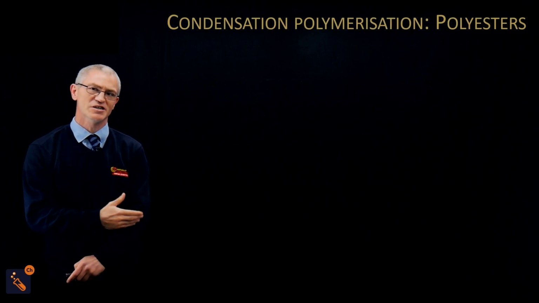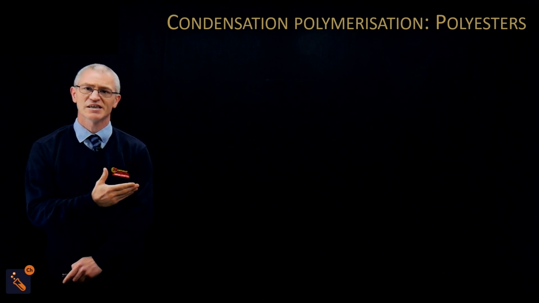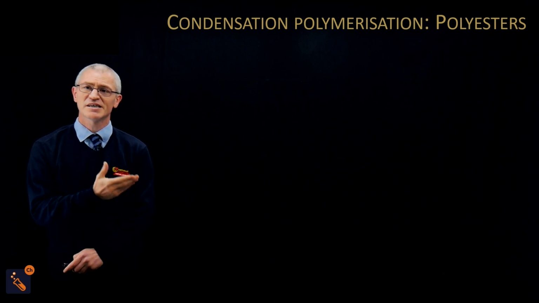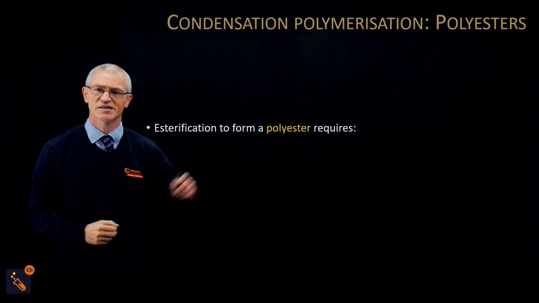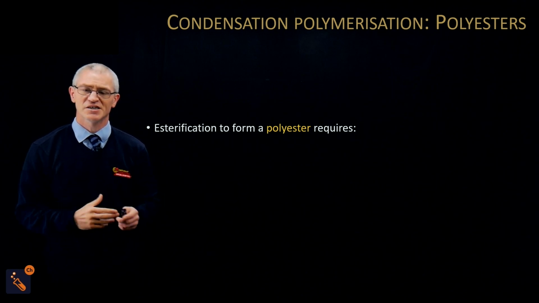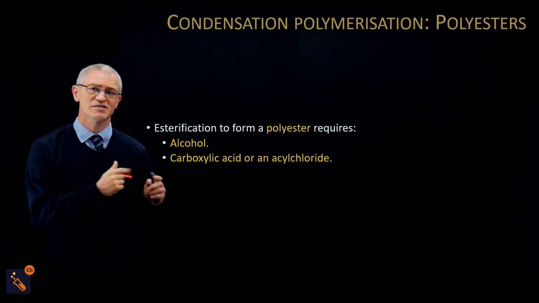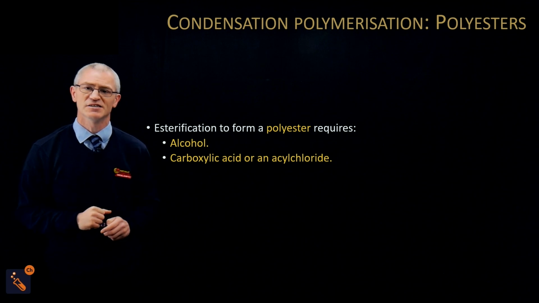So the first one is the most common example, which is just literally taking a diol and a dicarboxylic acid. But to make it, you do it using esterification and make that polyester. Now, esterification, a really good point here, is made from alcohols, as I said, and carboxylic acids or acyl chlorides. And we'll go through both examples in this video.